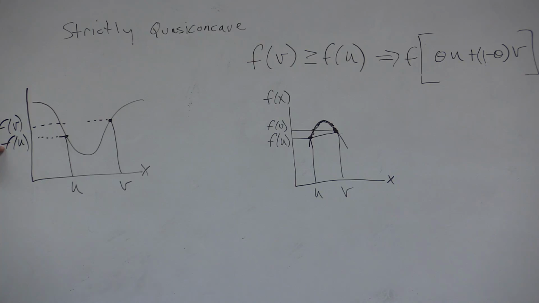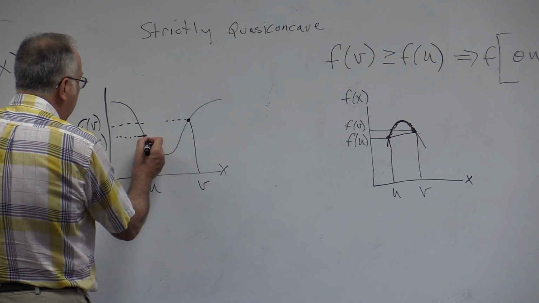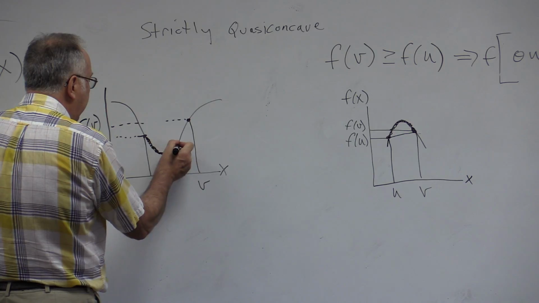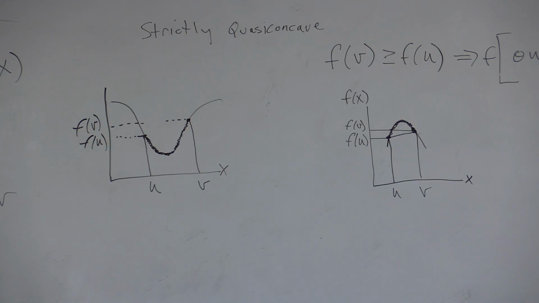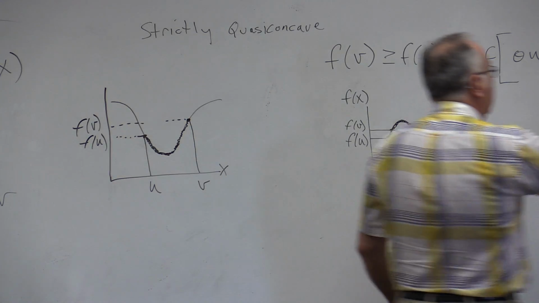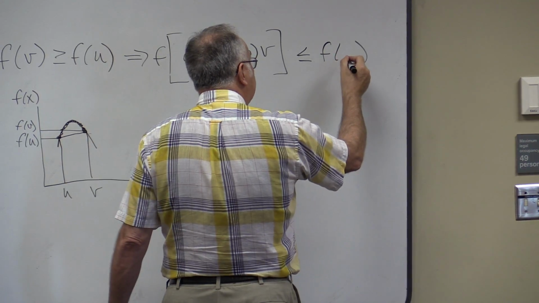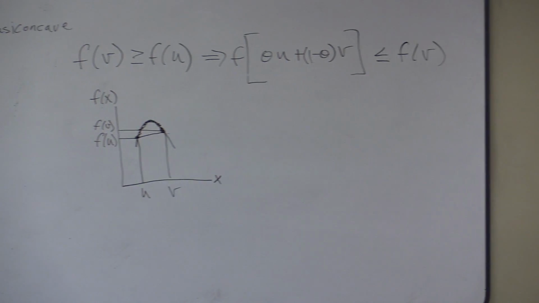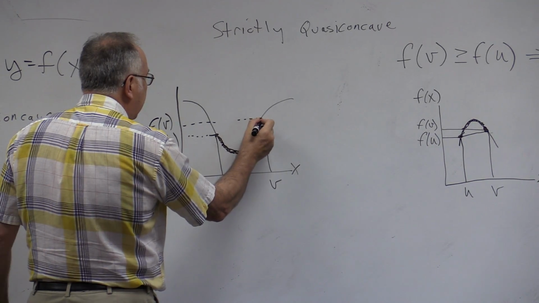So f of V is greater than or equal to f of U. And that means now the height of the function between these two points has to be everywhere below, oh, actually I said the wrong thing here. This should be f of V here, not f of U. Excuse me. When you switch to quasi-convexity, this should be the higher point instead of the lower. But you see, each of these values is less than or equal to this point up here.